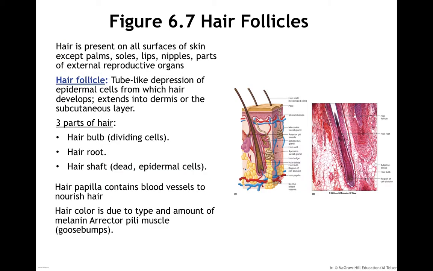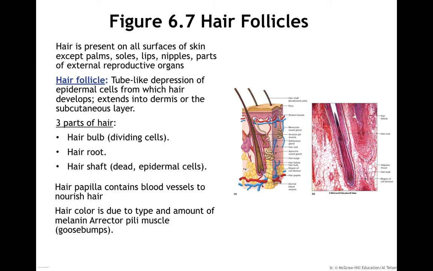Hair follicles. Hair is present on all of our skin surfaces except for the palms of our hands, the soles of our feet, our lips, our nipples, and parts of our external reproductive organs. The hair follicle is a tube-like depression of the epidermal cells in which the hair develops. It extends into the dermis or the subcutaneous layer. The hair itself has a hair bulb where cells are actively dividing, a hair root, and the hair shaft.